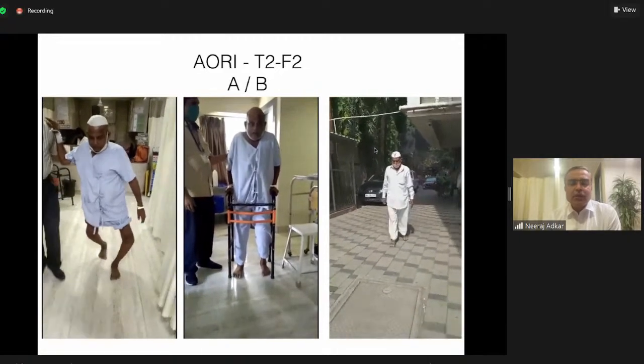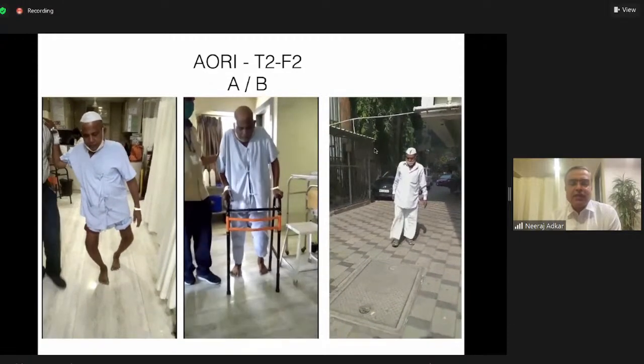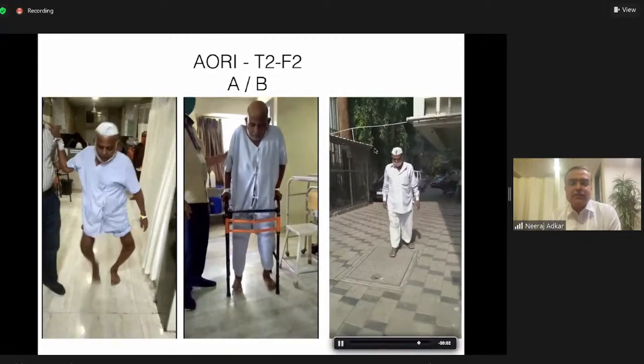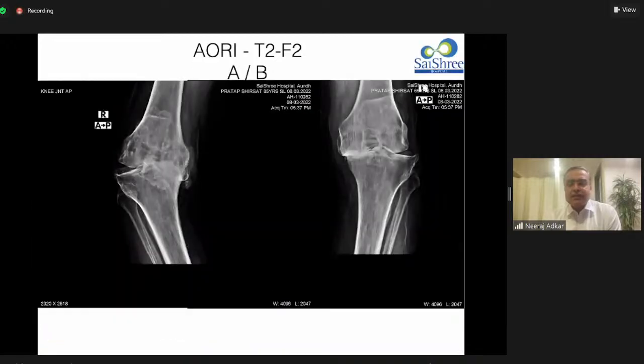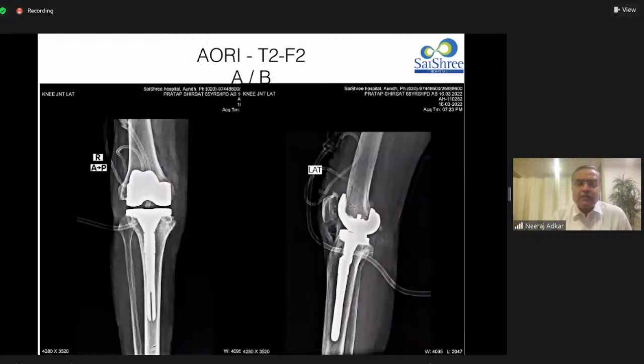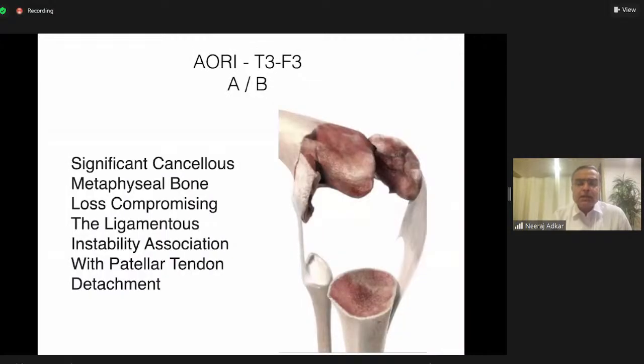So with proper balancing, you can get good results. But as I said, correction of the deformity, at the same time stabilizing the implant and providing a stable platform for the tibial implant, is extremely important for long-term survival of the implant. Another patient, T2F2, where on the right side the deformity was more, and impaction grafting with offset stem was used.